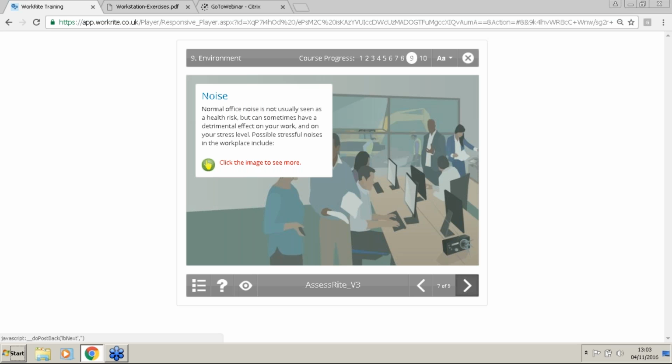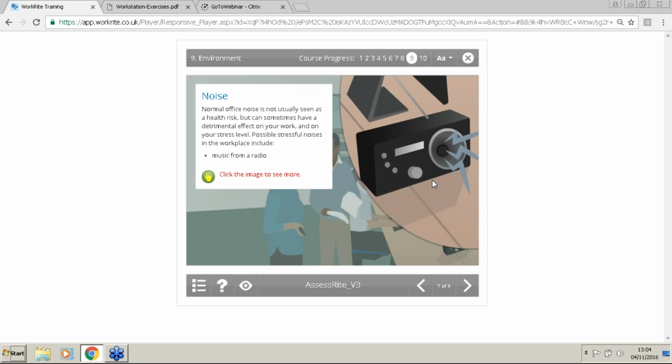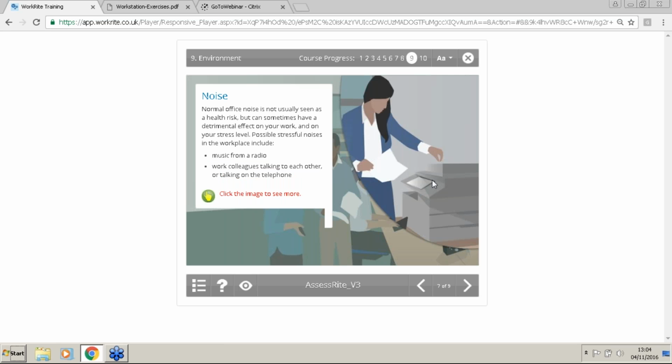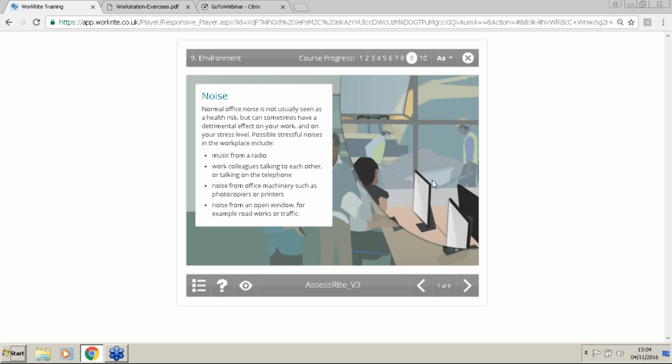Noise, a tricky one. It's not usually considered a health risk, but can be detrimental to your work and on your stress level. Possible stressful noises in the workplace could be music from the radio. You know, if someone's picked a station that you can't stand. Work colleagues talking to each other on the telephone can be a distraction, or noise from office machinery like the photocopier. Noise from an open window, for example, roadworks or traffic.